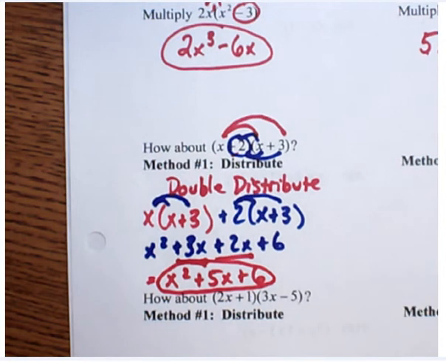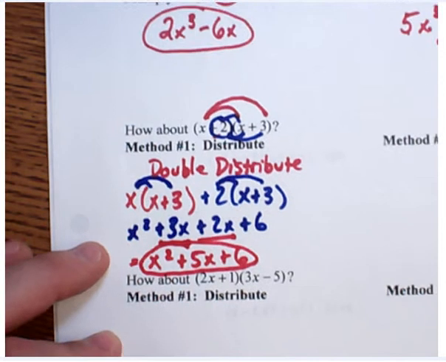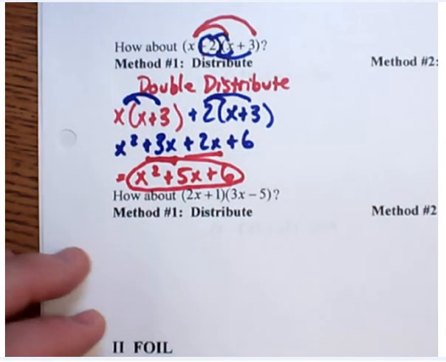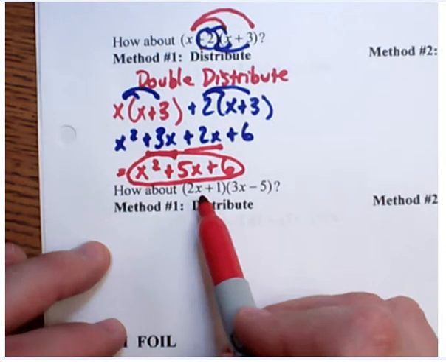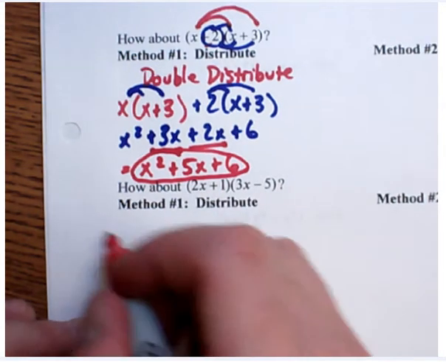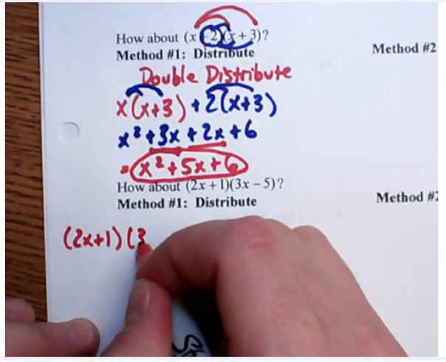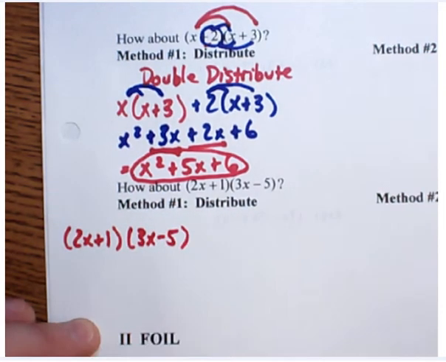Okay? Let's actually go down. I'm going to show you the second method in a moment. Let's do this next problem beneath. And let's do double distribute again. 2x plus 1 times 3x minus 5. Okay, I'm going to write it down over here. 2x plus 1 times 3x minus 5.